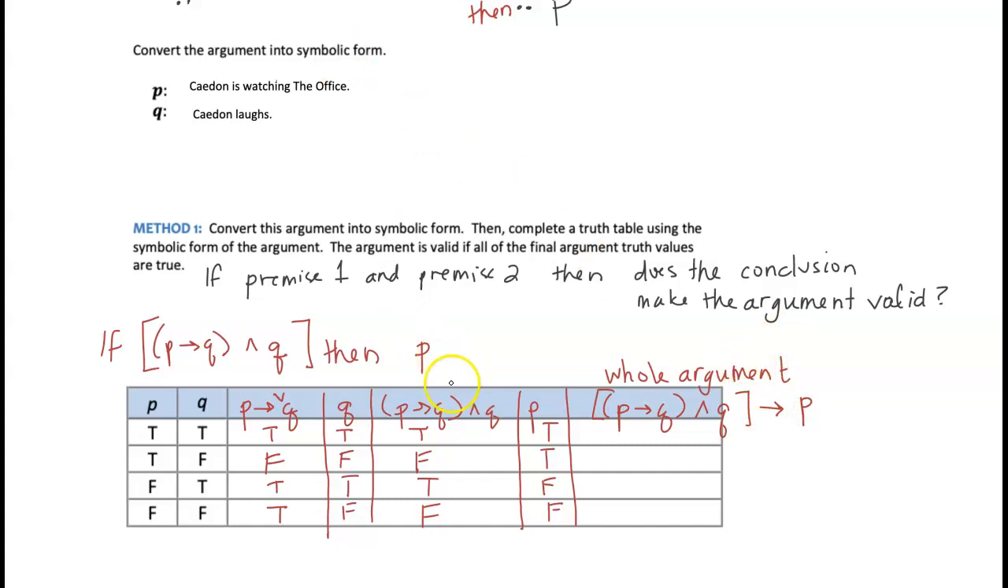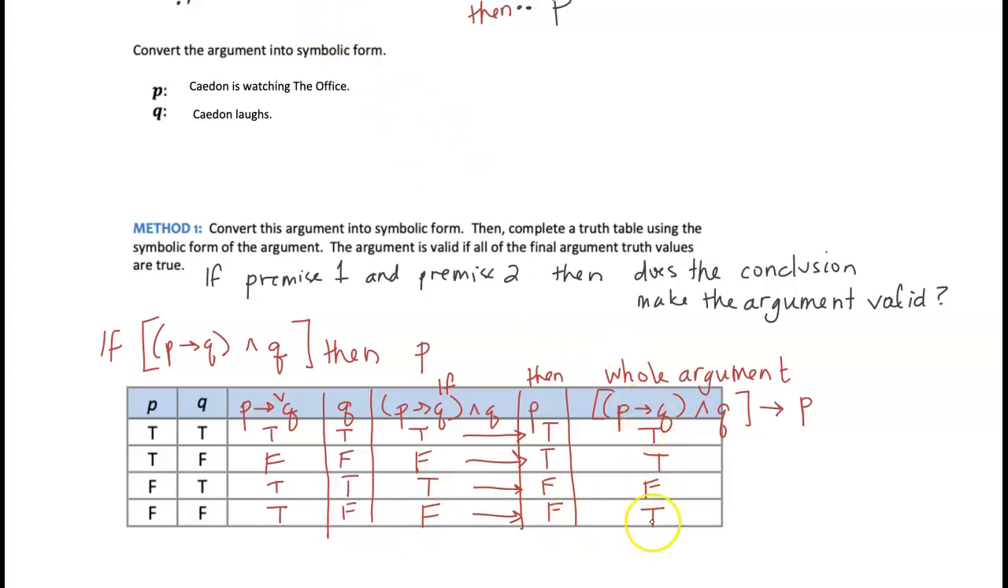We're taking this column as the antecedent and this column as the consequent. So the direction of the arrow is important. And true implies true is true. The second case is also true. The third case gives us a false truth value, and the last case gives us a true truth value.